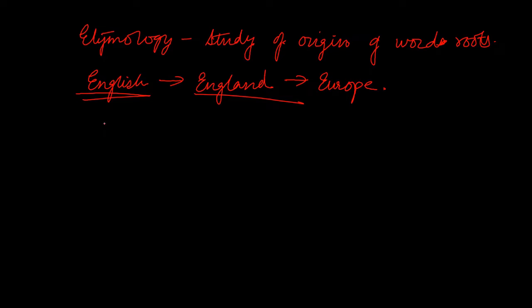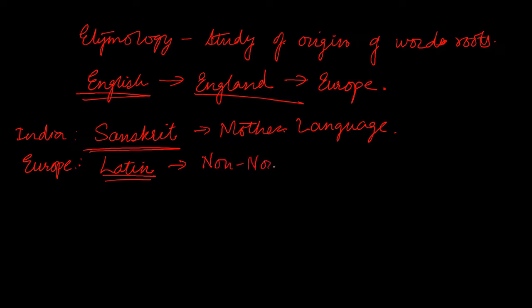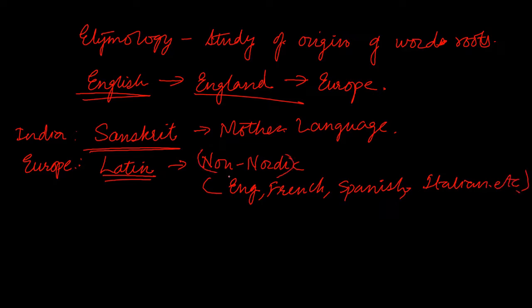So just as in India, we have Sanskrit as the mother language for majority of Indian languages. In Europe, you can say that such mother language is basically what? Latin. So when we have to speak about origin of European languages, mostly, of course, non-Nordic European languages, which mean that we are talking about English, French, Spanish, Italian, so on and so forth. Non-Nordic languages, they come from Latin. Okay, so there are a lot of similarities between them.